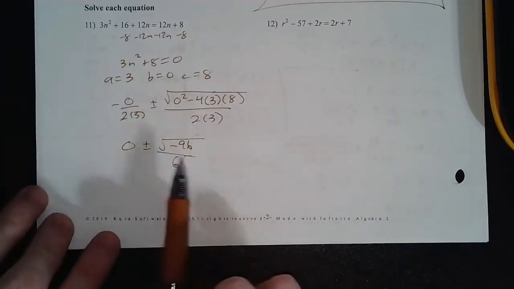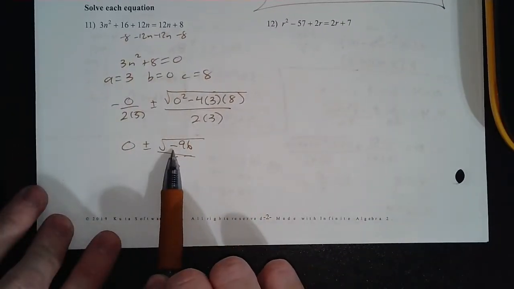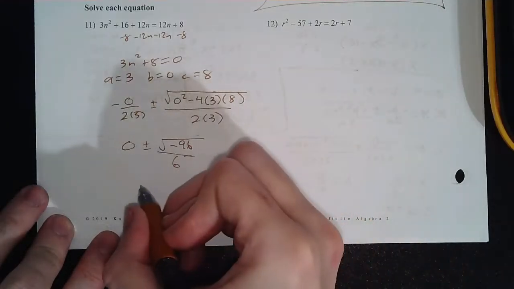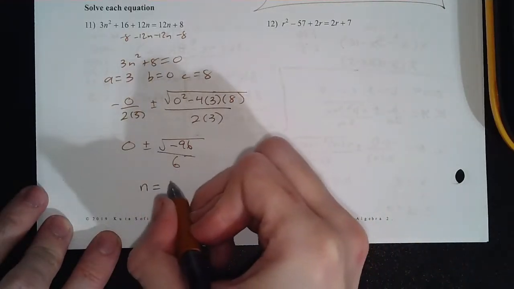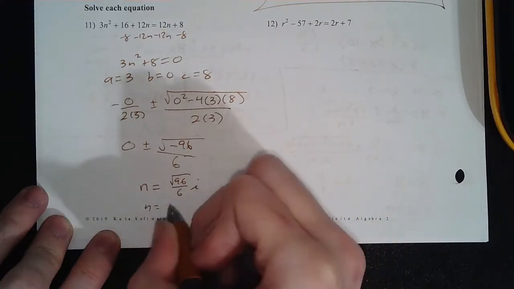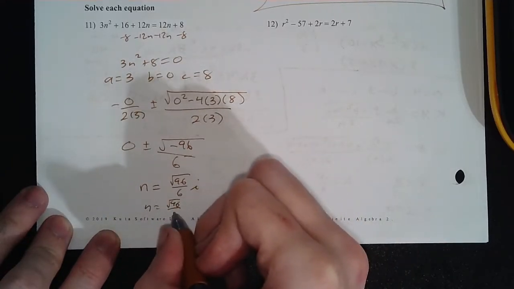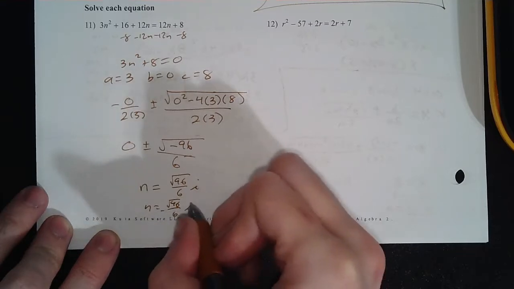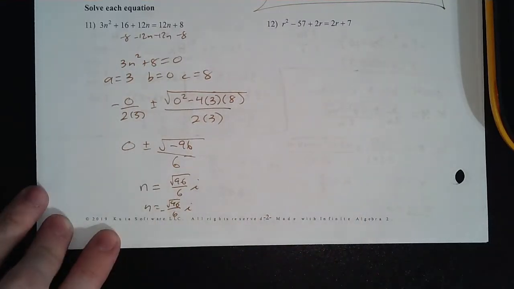And don't forget, if we have a negative under the square root, it needs to become an i on the outside. And therefore, we can finalize our answer. N is both root 96 over 6 with an i and negative root 96 over 6 with an i. And it's negative because it's both plus and minus.